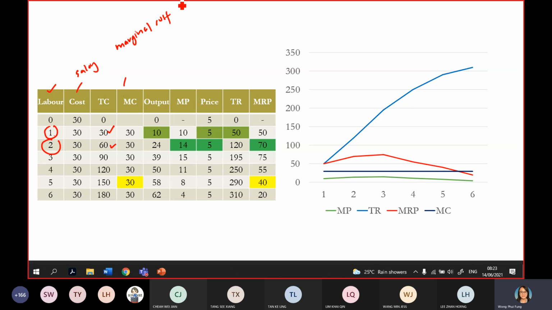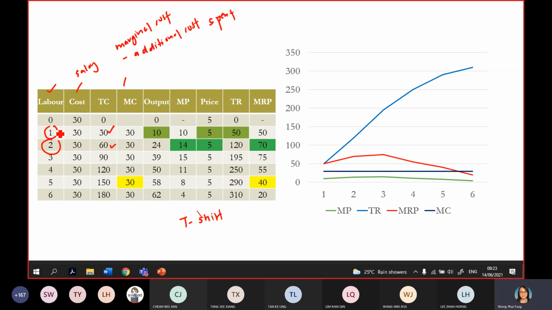Okay, marginal cost. The definition is additional cost incurred, additional cost spent, or if you can't remember, just remember additional cost that you need to pay when you produce an additional unit of, let's say I hire the labor to produce t-shirts, okay? We don't talk about property first. I just want you to remember what MC and MRP are first.